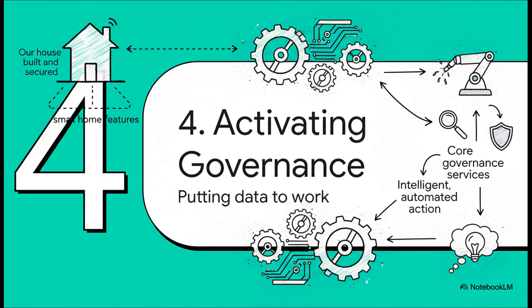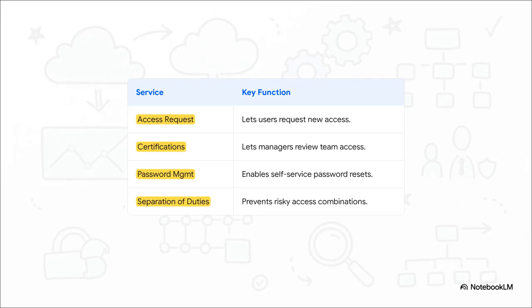Let's activate the smart home features. These are the core governance services that take all that data we just loaded and turn it into intelligent, automated action. So let's look at the heavy hitters you can turn on. We've got access request, which is like a secure shopping cart for employees to ask for new tools. There are certifications, which automatically ask managers to review and sign off on their team's access. Password management is a lifesaver for your help desk because it lets users reset their own passwords. And separation of duties? That's a super powerful engine that stops risky combos of access, like one person being able to both approve and pay an invoice.